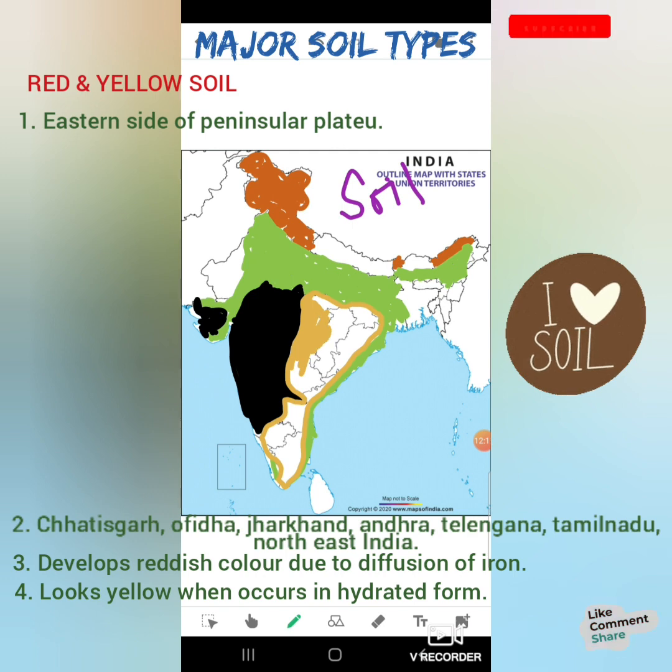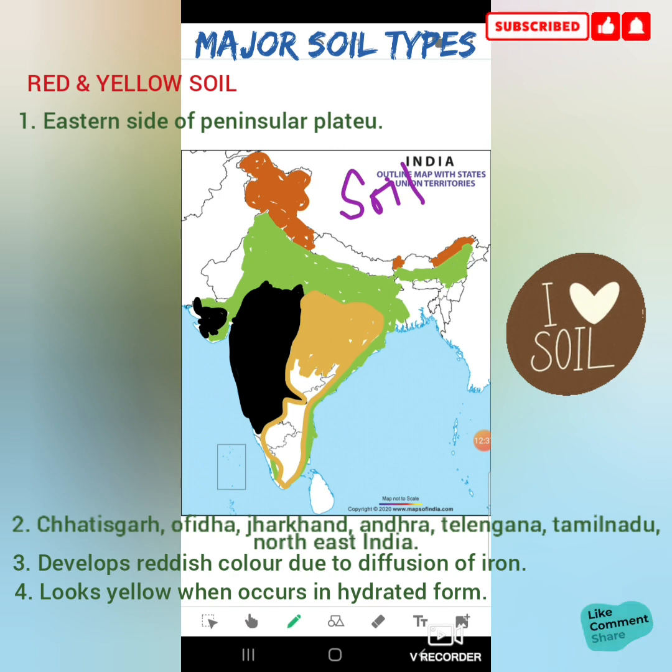Okay, so as the parent rock from which the soil is formed contains minerals, the soil will definitely also contain minerals. So this particular red and yellow soil develops a reddish color due to what? Due to the diffusion of iron in the crystalline and metamorphic rocks, we find reddish colored soil here, and it looks yellow. Why does it look yellow? Red and yellow it's written, so it looks yellow when it occurs in a hydrated form. Hydrated means mixed with water.